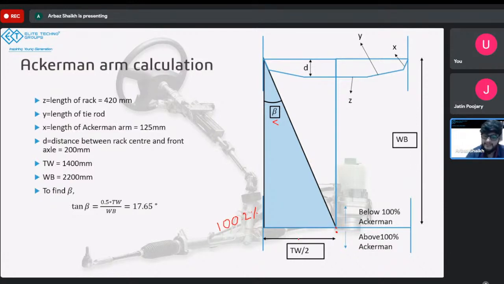But if you want, you can calculate the Ackerman percentage. There are multiple formulas that you can find on the internet, which are very easy to do. But there's no point in calculating that. It does not give you any engineering ideas for your design. So that's why we didn't get into that. Now, like I said, we kept it a little bit over 100%. That's why we assumed the beta to be 17 degree.